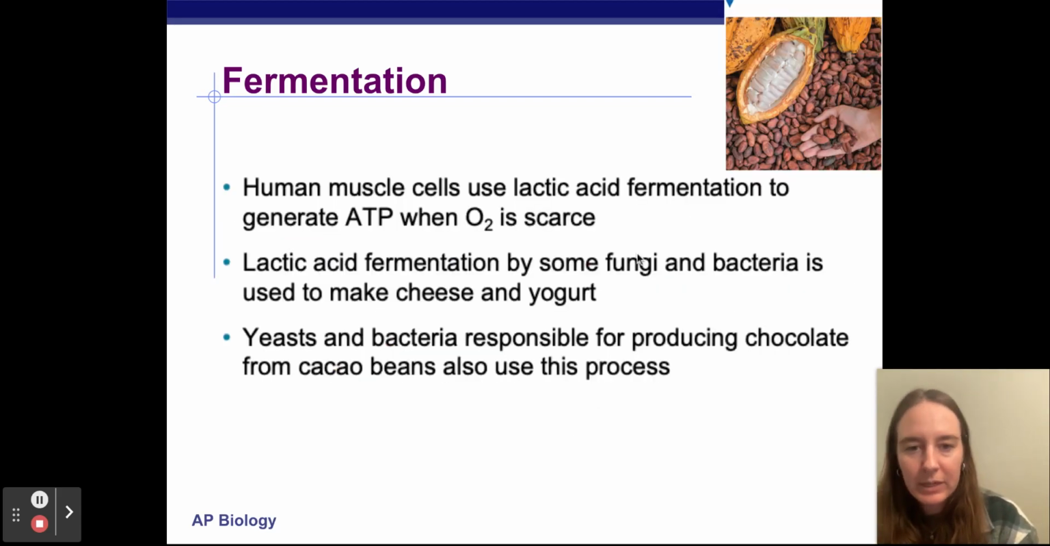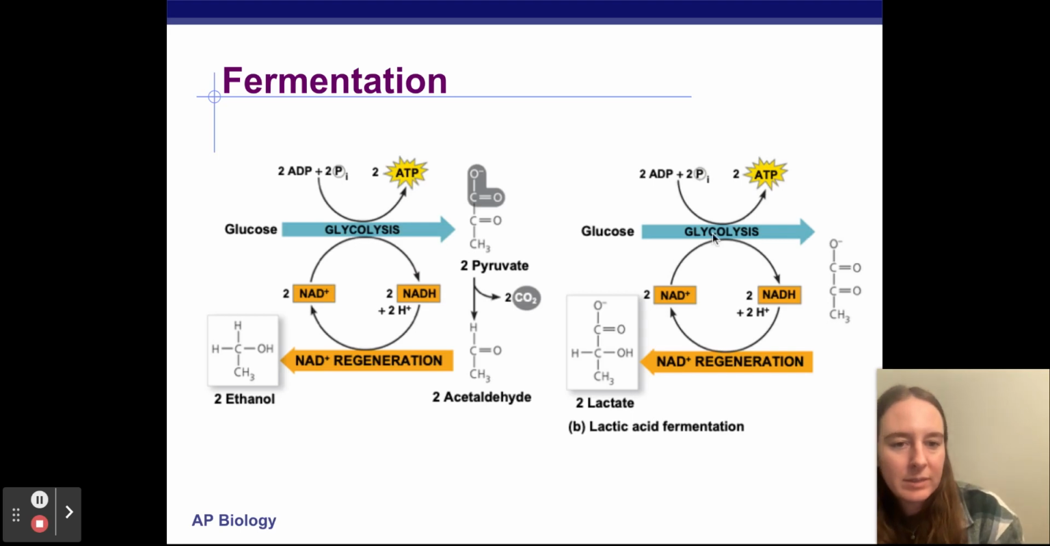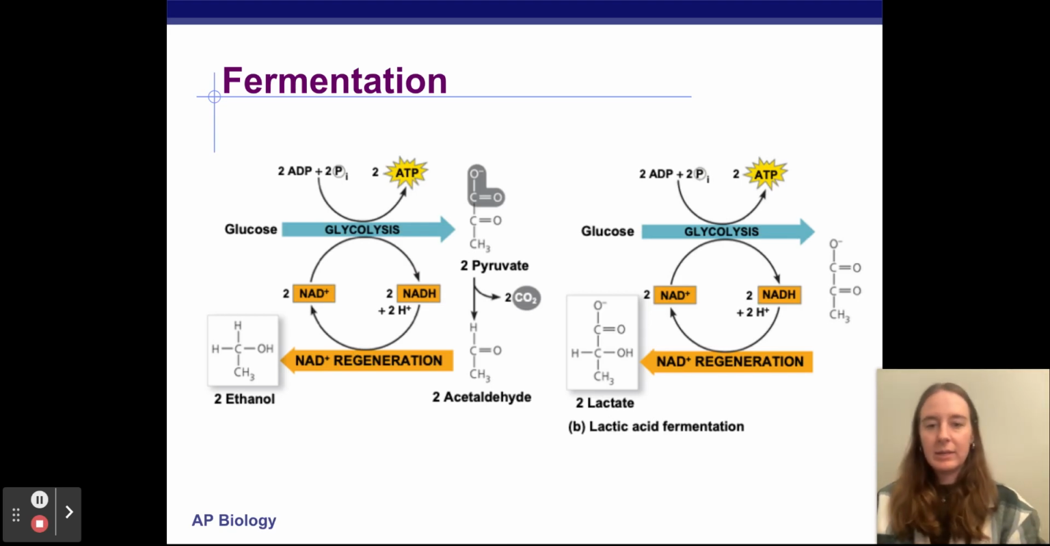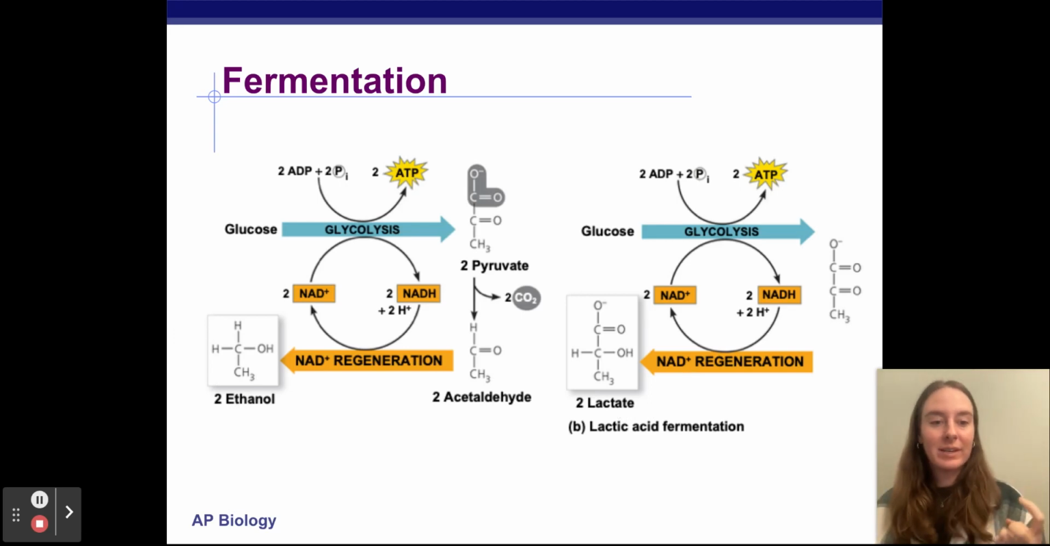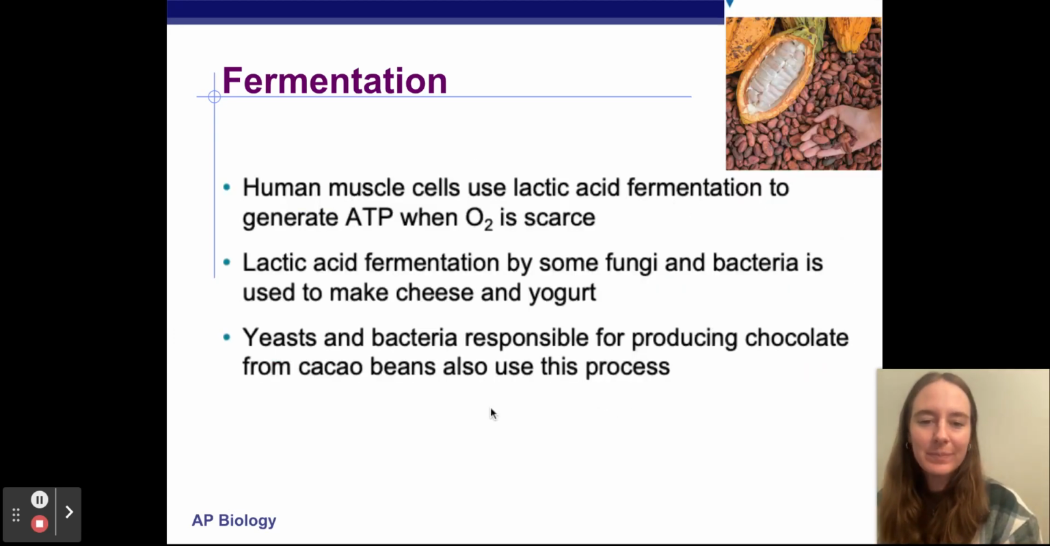Lactic acid fermentation happens in some fungi and bacteria, and this is actually how we make cheese and yogurt. So the same process, similar process here, except instead of ethanol, we're making something called lactate or lactic acid. And this happens in our cells. We make lactic acid in a muscle cell. So sorry, this is ethanol. This is not happening in our cells. We are making lactic acid, and this is what causes our muscles to burn when we run out of oxygen.